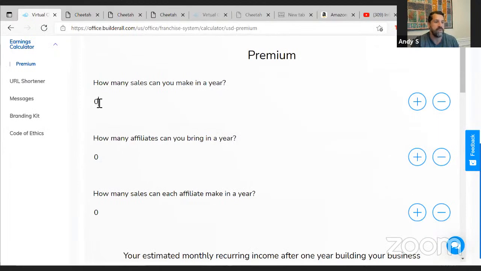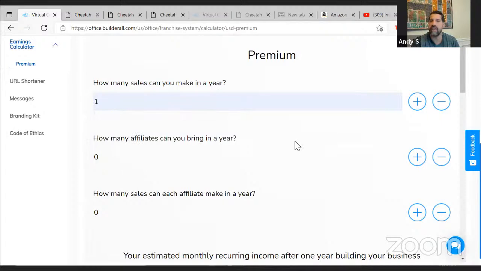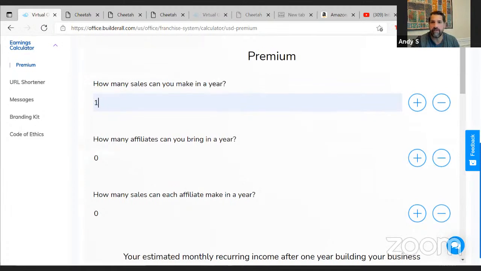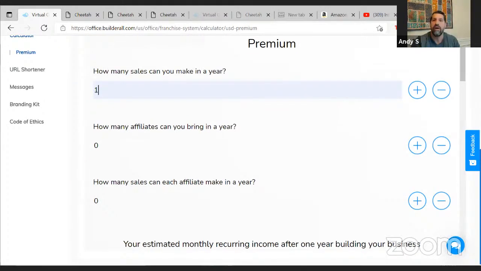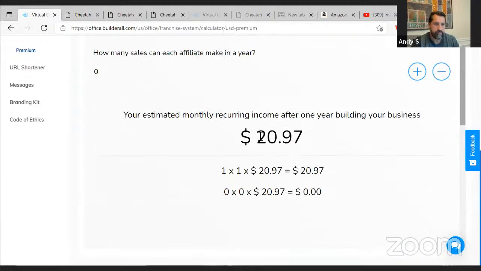But what this means is if I can get one person to sign up for using Builderall, I'm going to get 100% on their first month. But this isn't about the first month. This is going into when you start making the 30% afterwards.